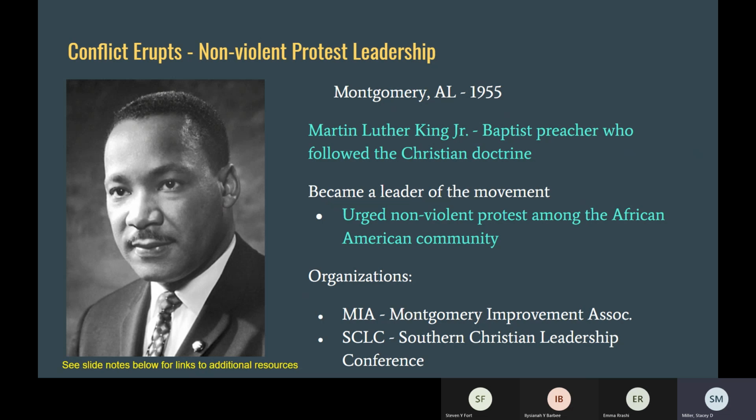With the MIA, King gave a speech that enthralled the people of Montgomery to participate in nonviolent protest. It urged them not to become resentful, which would lead to hate, but to fight with love instead. With the SCLC, this is based on the principles of nonviolence and civil disobedience, became a major force in organizing the civil rights movement.